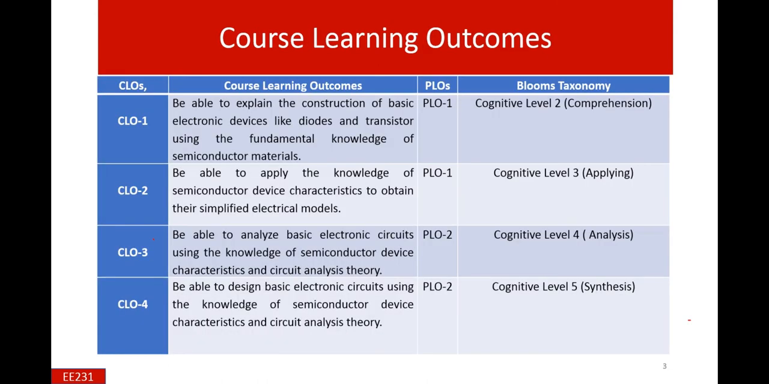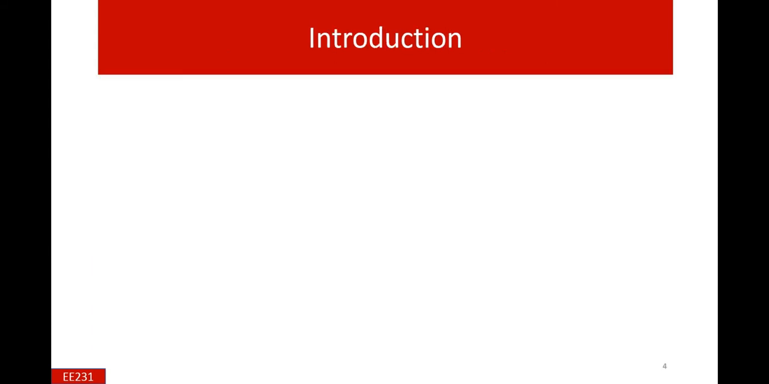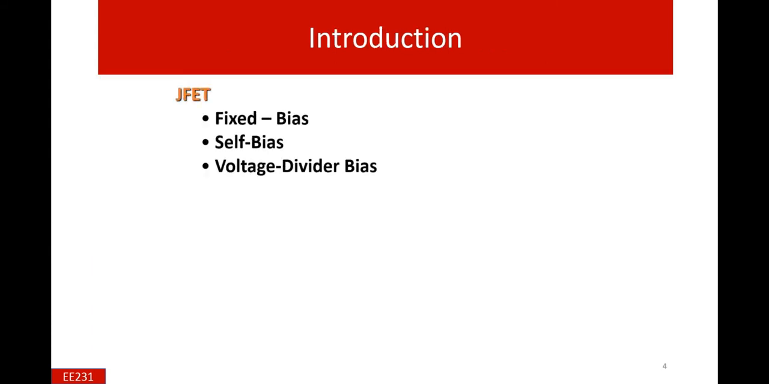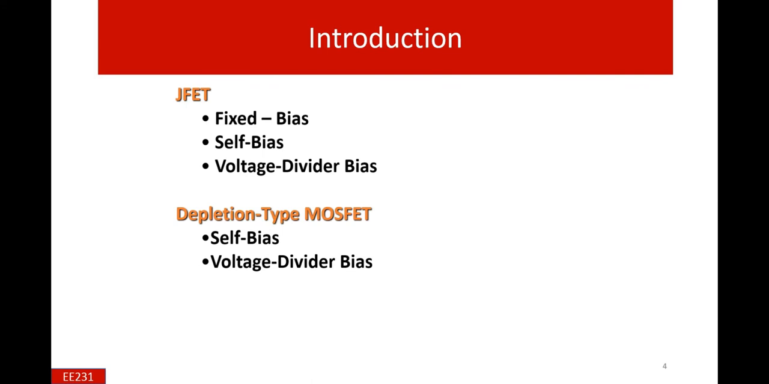In this lecture we target CLO3 and CLO4. CLO4 will also be covered in parallel in the design part. JFET-based circuits are the fixed bias, self-biased, and voltage divider, and the depletion type MOSFET-based circuits are the self-biased and the voltage divider bias circuits.